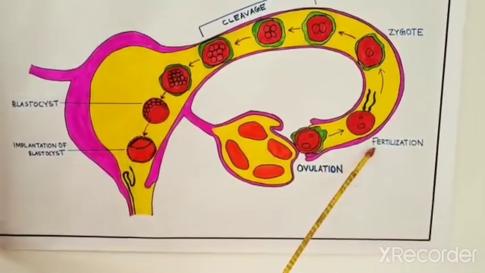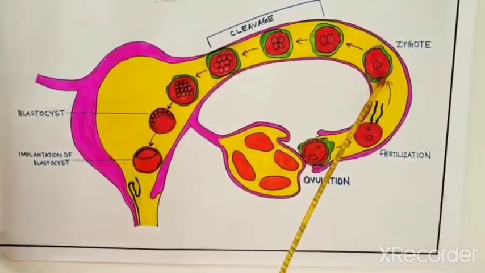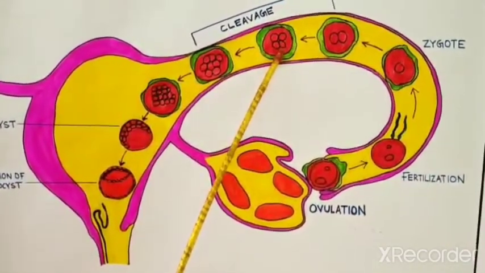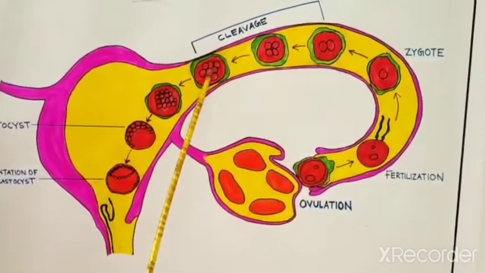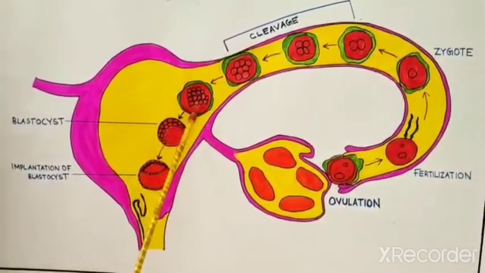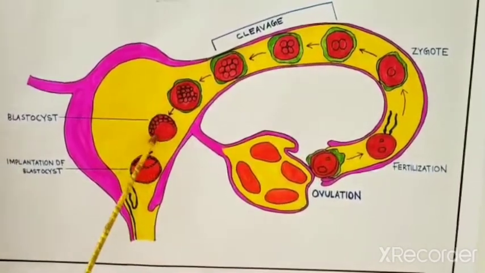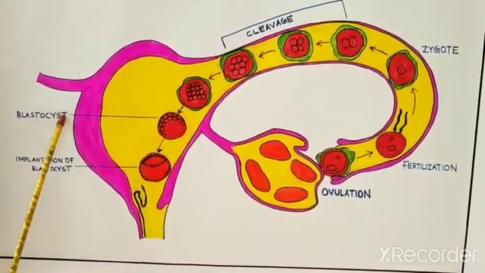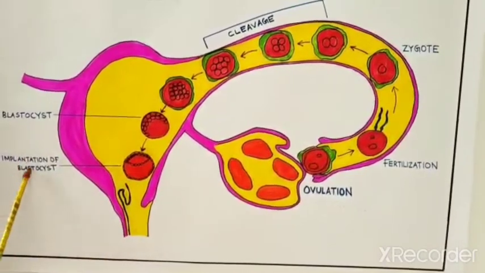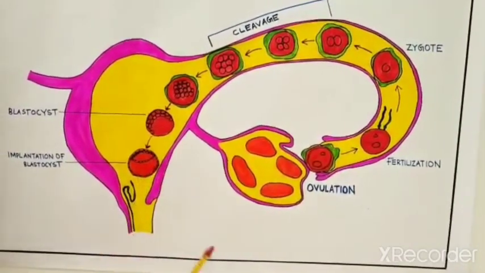So the main process formed is fertilization, and it is fertilized to form a single zygote. Then the zygote undergoes division and forms 2-celled stage, then 4-celled stage and 8-celled stage. This division is commonly called cleavage. From the 8-cell stage, it again divides into 16-cell stage, then 32-cell stage, etc. At that stage, it is called blastocyst. Then at the uterus, the blastocyst will implant, and in the uterus it develops to form the baby.